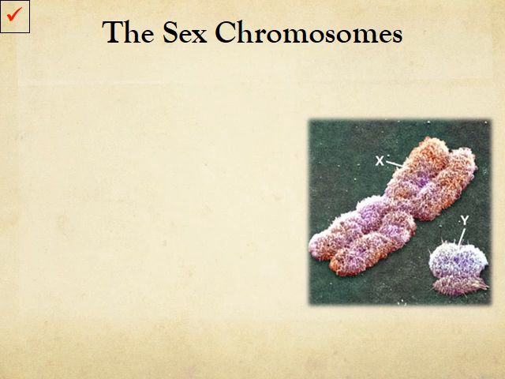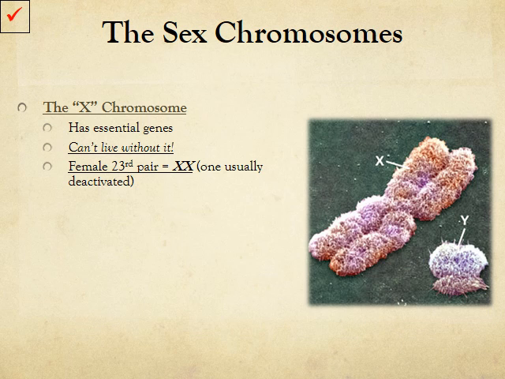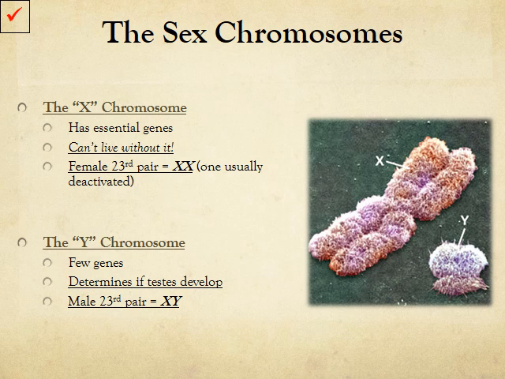So the sex chromosomes, X and Y. The X chromosome has all the essential genes that a person needs to live. So basically what we're saying here is the X chromosome, you can't live without it. In females, the 23rd pair is XX. Now usually one is going to be deactivated because you only need one technically to live.